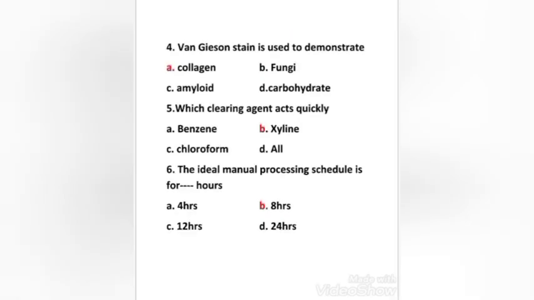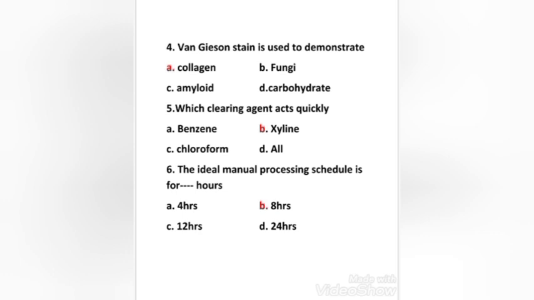Next question. Van Gieson stain is used to demonstrate collagen, fungi, amyloid, carbohydrate. Right answer is option A, collagen. Van Gieson stain is a mixture of picric acid and acid fuchsin. It is the simplest method of differential staining of collagen and other connective tissue. Van Gieson stain is used to differentiate between collagen and smooth muscle in tumors and to demonstrate the increase of collagen in diseases.